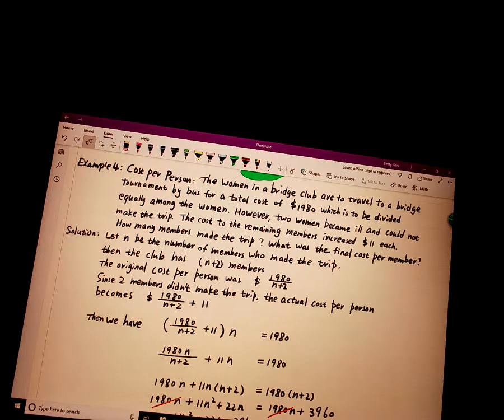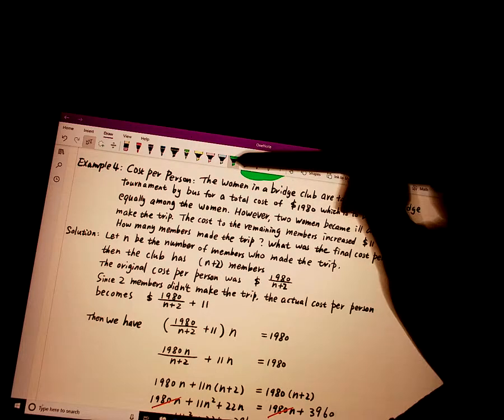Cost per person. The women in a bridge club are to travel to a bridge tournament by bus for a total cost of $1,980, which is to be divided equally among the women. However, 2 women became ill and could not make the trip. The cost to the remaining members increased by $11 each. Of course, if you have more people to share the cost, each person pays less. If you have fewer people to share the cost, each person is going to pay more. How many members made the trip?